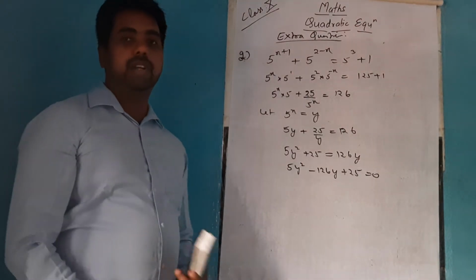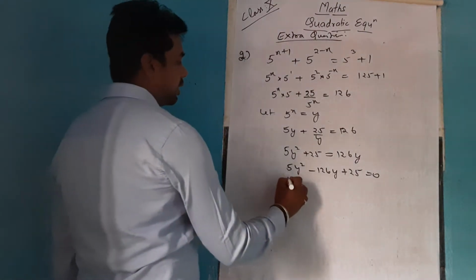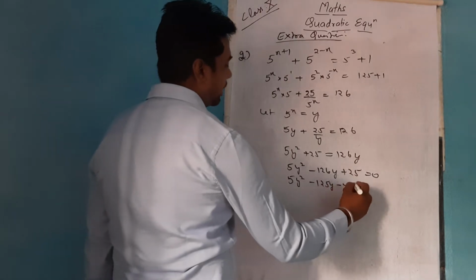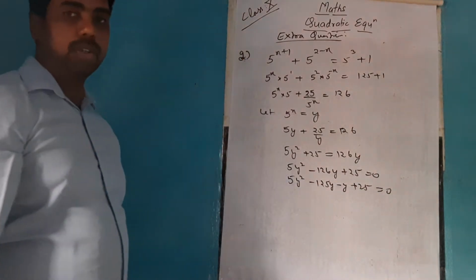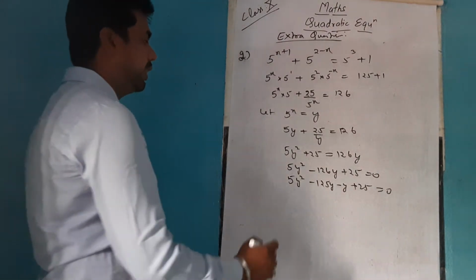25 times 5 is 125, so the product should be 125 and the sum should be 126. So the numbers can be taken as -125y and -y. Multiplying, -125y and -y give +125y², and when you add, the sum is -126y.